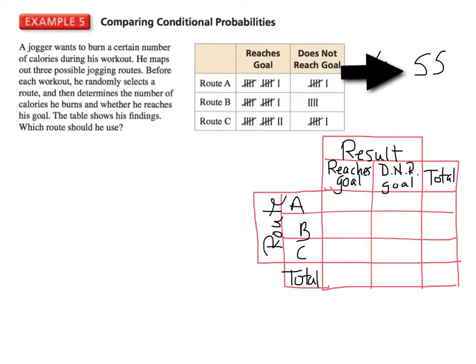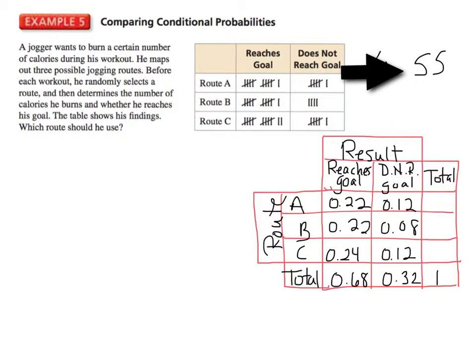All right, so in A, it looks like we have 11. Route A reaches goal. That's 11. 11 divided by 55, 0.22. Then we take 6 divided by 55, which does not meet goal of route A. That is 0.12. Then B, and we continue that. So this is 0.22, 0.24, 24%, 8%, 12%. Now to get the marginal relative frequency, we just add them up. So this gives us 0.68, 0.32. That gives us a total of 1 for 100%. And here's our totals.